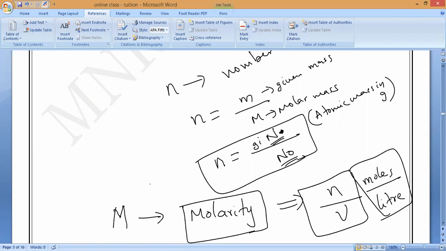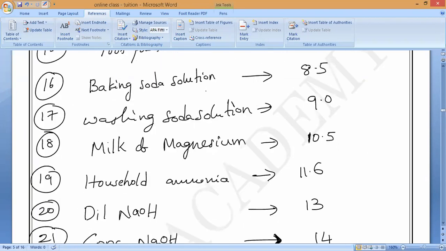Now, apple juice. Apple juice is 4.5. Please note it down. Apple juice pH value is 4.5. Orange and apple juice pH value varies from where to where? Apple and orange juices pH value is 4.5, means below 4.5. You can keep less than 4.5. Is it okay? Means they are low acidic nature.